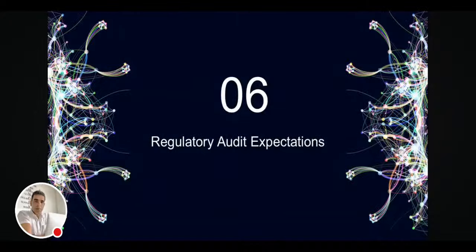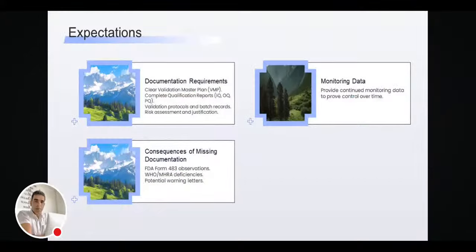Let's see what the regulatory expectations are. Regulators expect you to have a clear validation master plan, VMP. Show complete qualification reports, IQ, OQ, PQ. Provide validation protocols and batch records. Demonstrate risk assessment and justification for the level of qualification, validation. Present continued monitoring data to prove control over time. Missing or incomplete documentation can trigger FDA Form 483 observations, WHO, MHRA deficiencies, or even a warning letter.